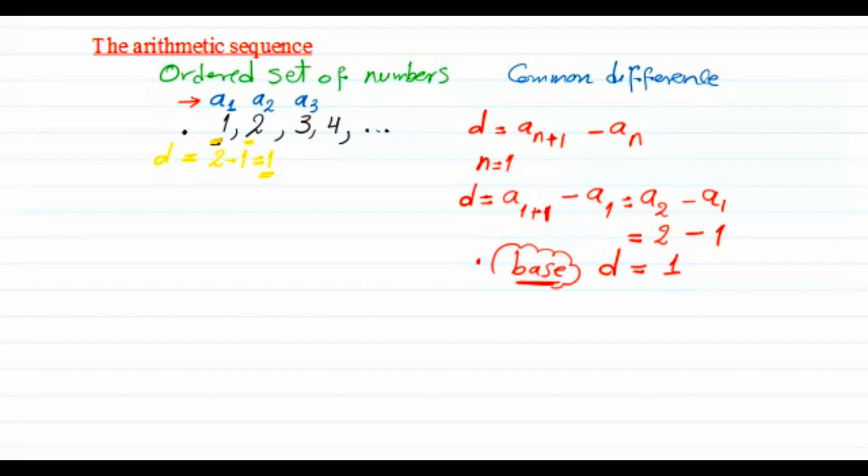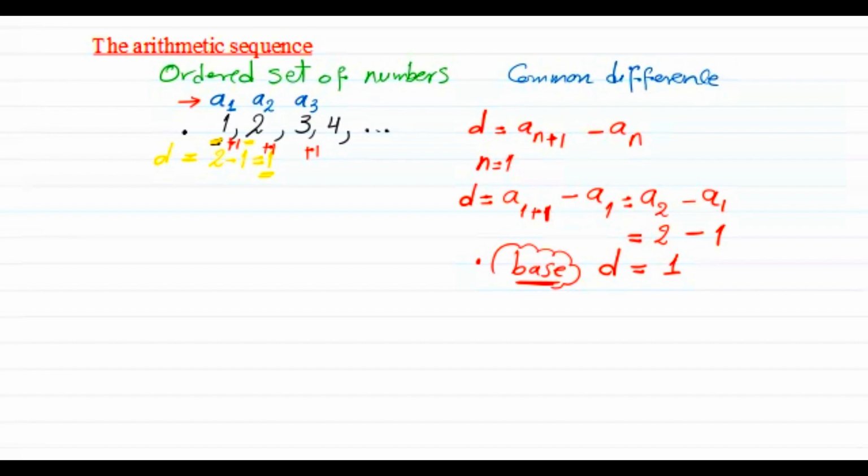If we put n equals 2, what happens? It has to be A3 minus A2. It's 3 minus 2, which equals 1. It is the same value. This is the common difference because 1 plus 1 is 2, 2 plus 1 is 3, 3 plus 1 equals 4. This is the meaning of common difference, or the base of the sequence.